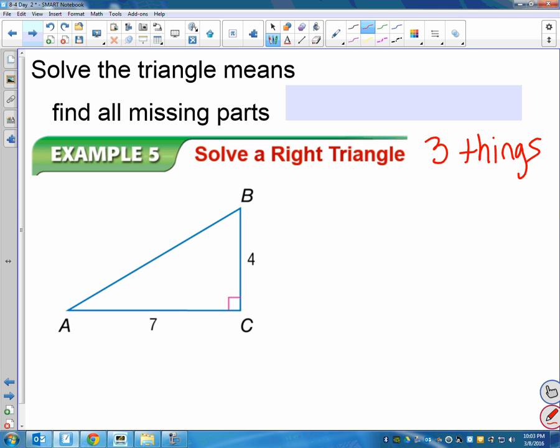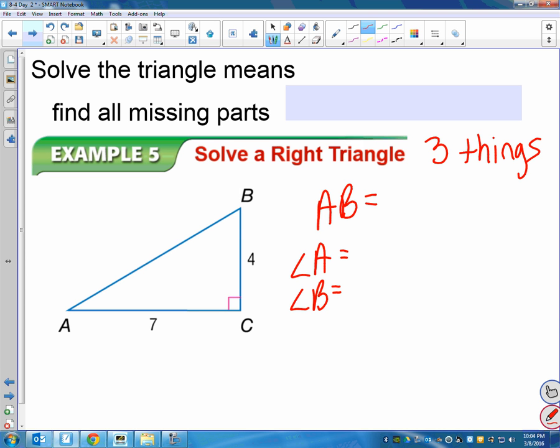Alright, so on this one, they give me 2 sides and that right angle, which means I have to find everything else that's missing. I'm missing a side, right? So I'm going to have to find side AB at some point. And I'm also missing 2 angles, so I'm also going to have to find the measure of angle A and the measure of angle B. So make sure you find all the missing things in these problems.